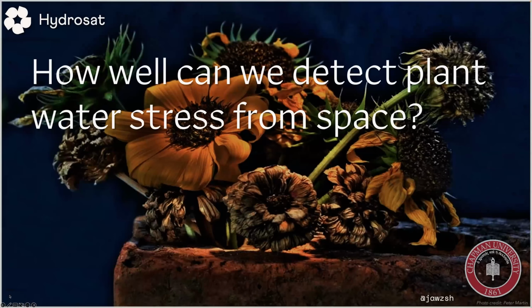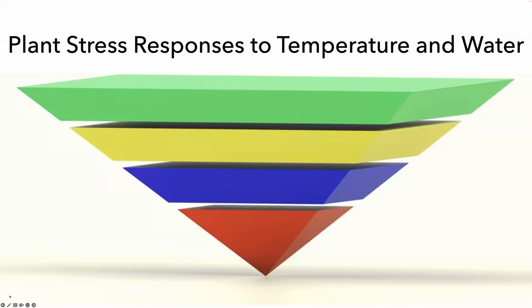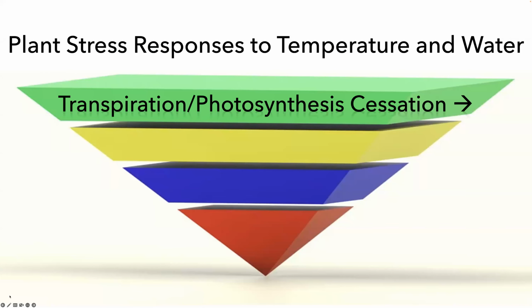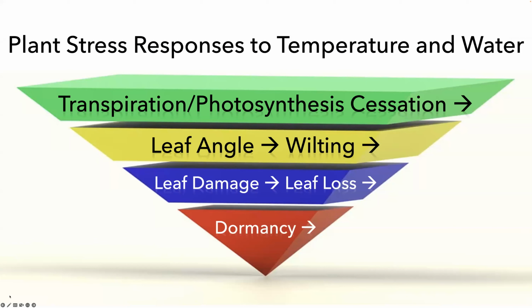And just putting in a few slides from a talk I gave at AGU, it's also on YouTube. Oftentimes for ecosystem scientists, we're interested in plant stress. Can we pick up the transpiration and the photosynthesis cessation? Can we pick up the leaf angle and the wilting? Can we pick up the damage and the loss, the dormancy and eventual mortality? And hopefully after seeing these talks from Troy and Zoe and the slides I presented so far, you can start to think that, here's that inverted pyramid of plant stress responses.